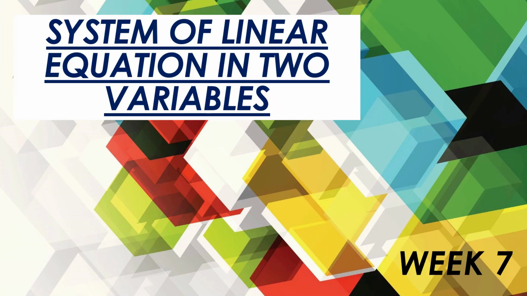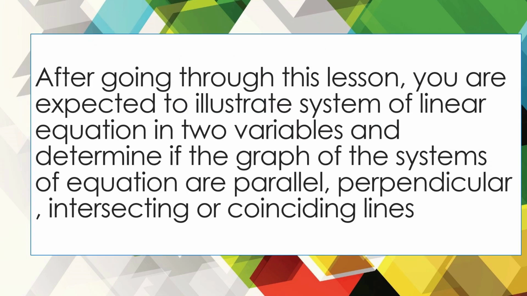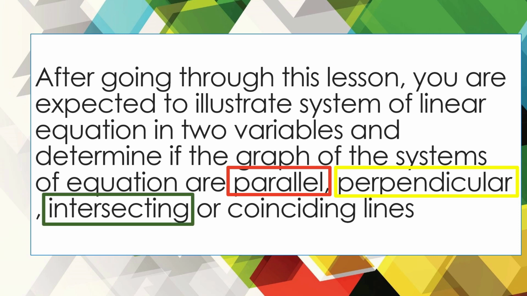System of linear equation in two variables. This is for week 7. After going through this lesson, you are expected to illustrate system of linear equation in two variables and determine if the graph of the systems of equations are parallel, perpendicular, intersecting, or coinciding lines.